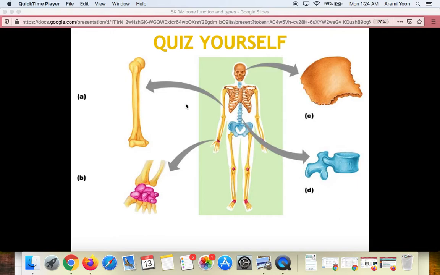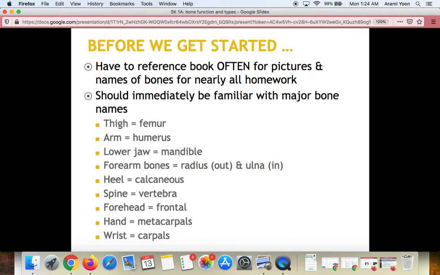One thing to take note of before we get started is that you're going to be using the book often to look at pictures and names of bones for nearly all of your homework and your classwork. And within the first couple days of this unit, you should be immediately familiar with some major bone names. So you don't have to memorize them right at this second, but these should be among the first ones that you memorize.